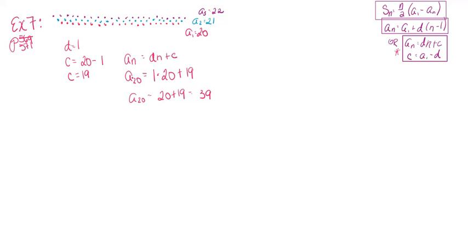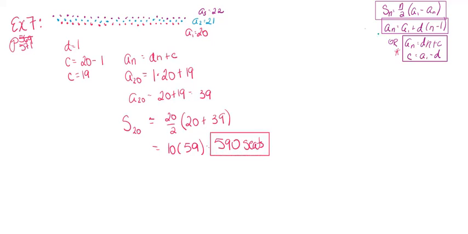So now I can find my sum. So S, the sum of all 20 rows, is equal to 20 divided by 2 times the first row, which is 20, plus the last row, which has 39. And when I simplify that, I get 10 times 59, which is 590. So now I know that I have 590 seats altogether in this auditorium. I can seat 590 people.